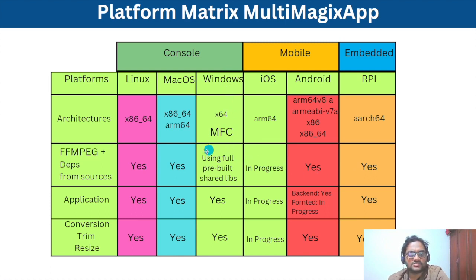In the case of Windows, we are using pre-built libs because we faced some issues developing the build on the Windows platform, so for now we are using the shared libs. For iOS, the libraries are in progress. We are able to build FFmpeg explicitly, and we are trying to integrate the built FFmpeg with other dependencies too. That is in progress. Once that is ready, we will focus on the front end as well as the back end for iOS in a clean way, and the other features will also be up for iOS.